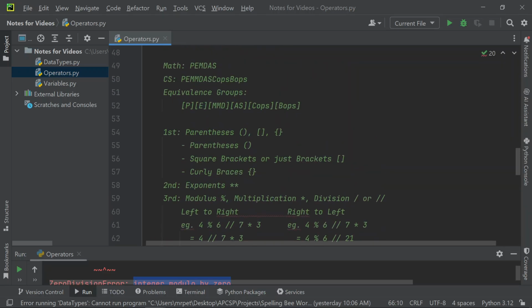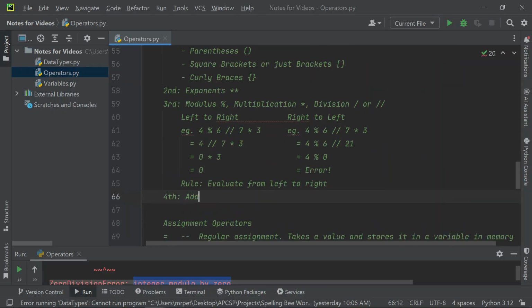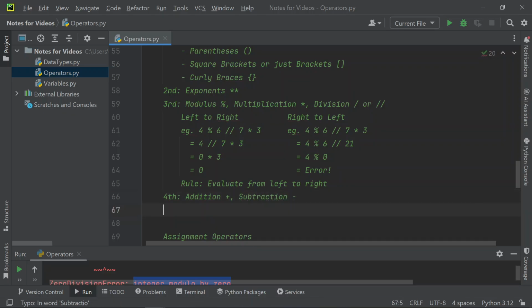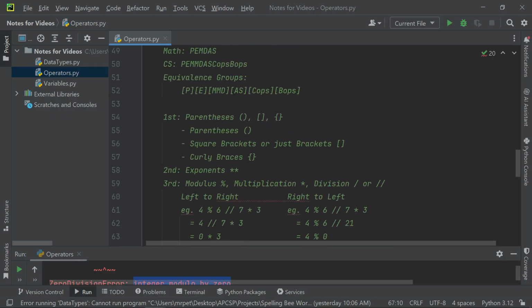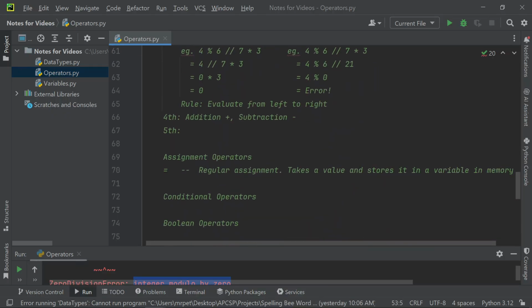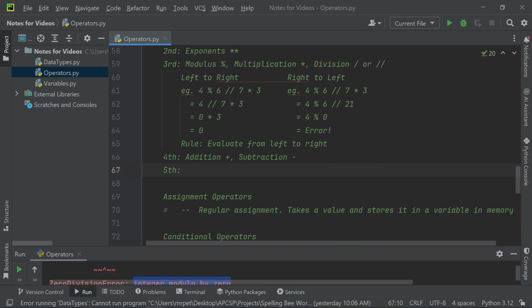The next precedence group is addition and subtraction. I don't think we need to go over these. They're going to work as you think they would. Then our last two groups are two new things, COPS and BOPS. These do stand for something. This is my own acronym.